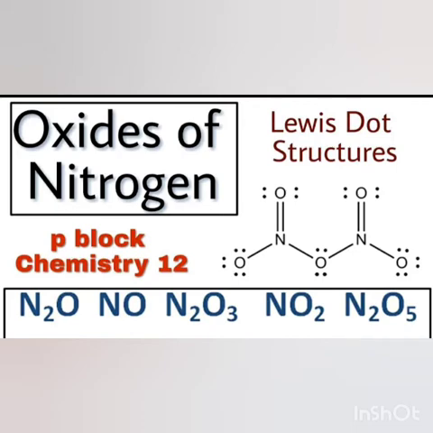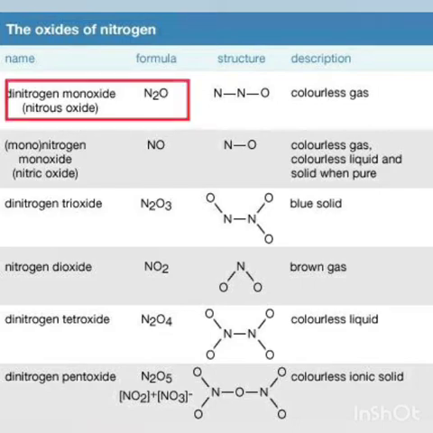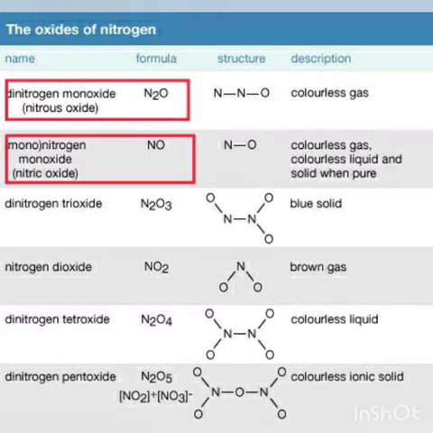Hello students, today we learn about oxides of nitrogen. You know students, nitrogen forms a number of oxides in different oxidation states. The important oxides of nitrogen are nitrous oxide, that is N2O, nitrogen monoxide, also called nitric oxide, that is NO.